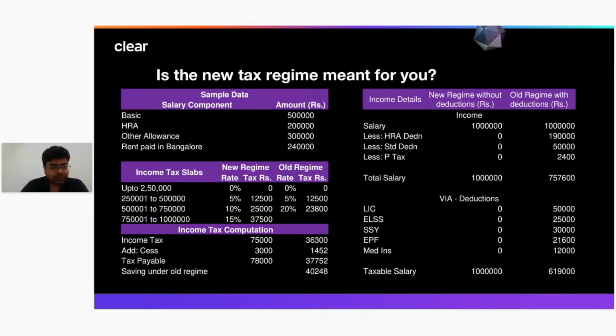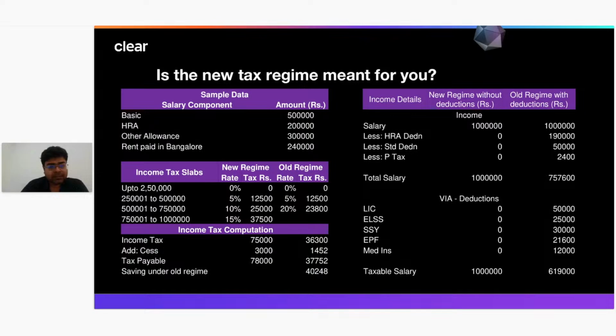Now, 40 or 50% of the basic actually depends on the city that I'm staying in. If I'm staying in Delhi, Mumbai, Kolkata, or Chennai, then 50% of the basic will be applicable for me. Otherwise, for all the other cities, 40% of the basic. Now, in this scenario, the amount of rent that I'm paying is 2,40,000 rupees.